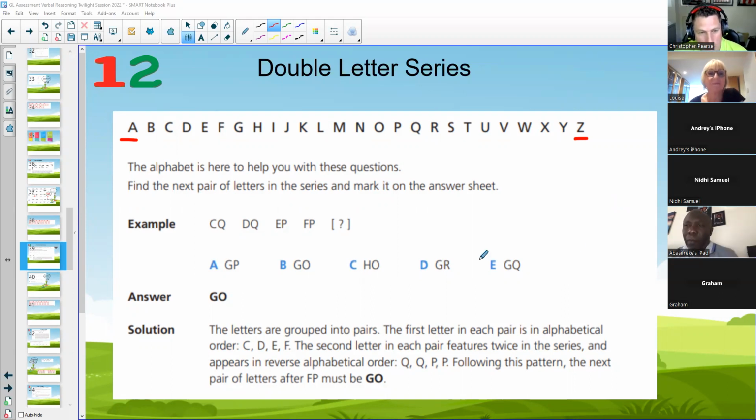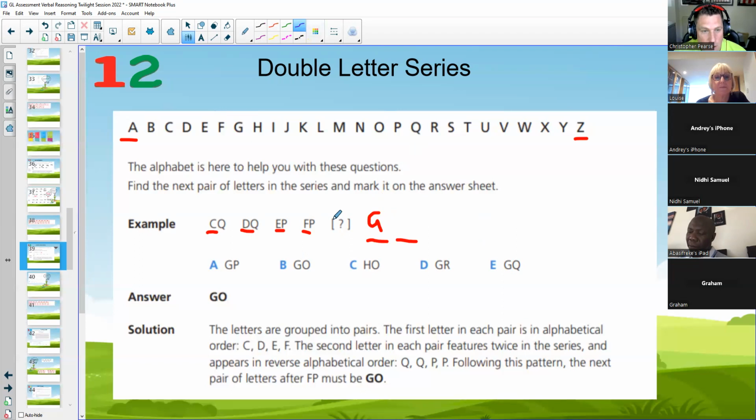So what we ask the students to think about is counting from the first letter of each pair. So we're not going from C to Q, we're going from C to D to E to F. Now, in that situation, of course, that's really easy because they're all consecutive letters. So we go to F, and then we, of course, go to G as our next letter in the series. So it's all about identifying the pattern.